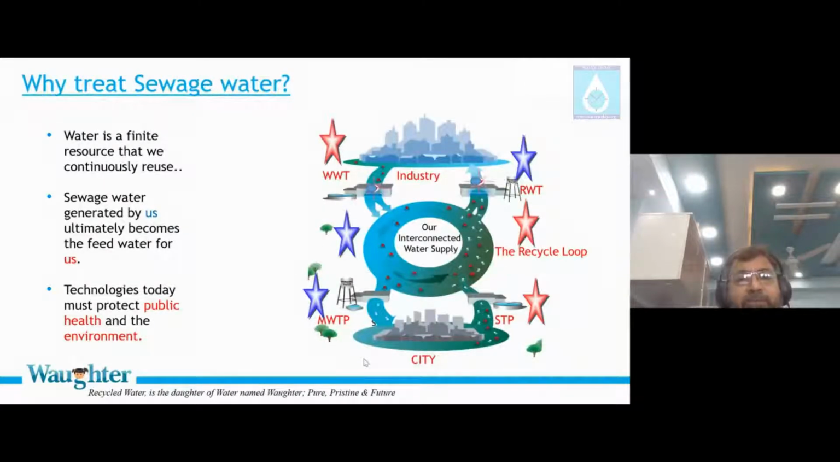So if you ask me why we treat sewage water, the answer is in a very simple diagram. When you look at this diagram, you will find that our water supplies are all interconnected. Industry will use water which comes from the same source, use the water, put it through a wastewater treatment plant, and put everything into the receiving water body. The same receiving water body will supply water for municipal water treatment plants. They will purify it to a level so that we can drink and bathe in it. And they must treat it via sewage treatment plants and put it back into the recycle loop. Again, the same water you take. So this is what a recycle loop is. Be it a river, pond, or lake, the loop is the same.